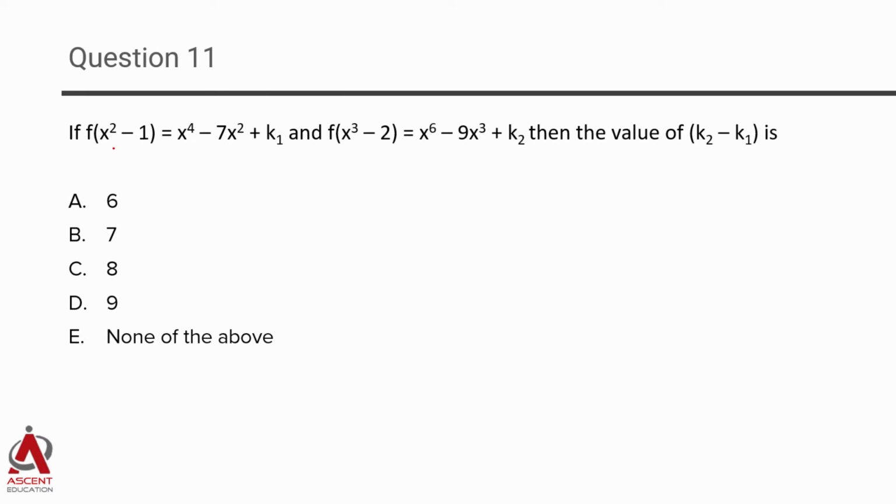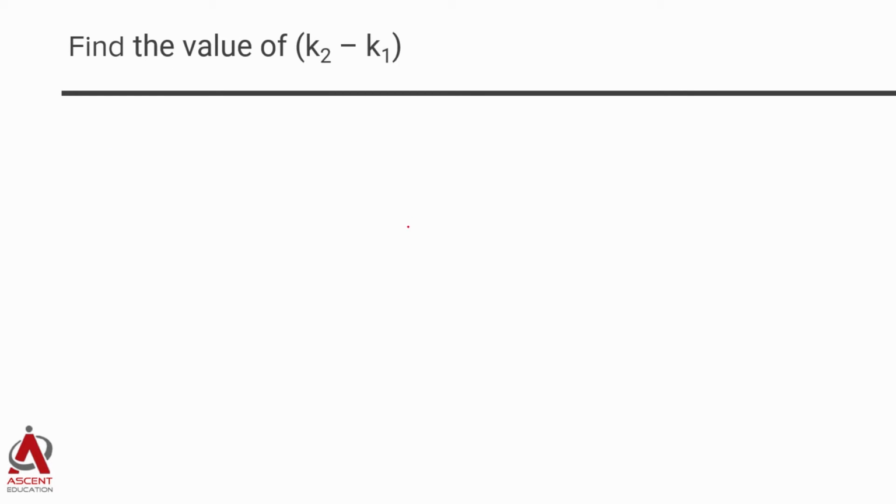If f of x square minus 1 is equal to x power 4 minus 7x square plus k1, and f of x cube minus 2 is equal to x power 6 minus 9x cube plus k2, what we need to find out is the value of k2 minus k1. Let's have a quick look at how to go about it. What we need to find out is the value for k2 minus k1.